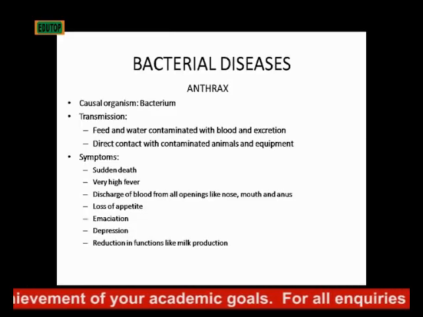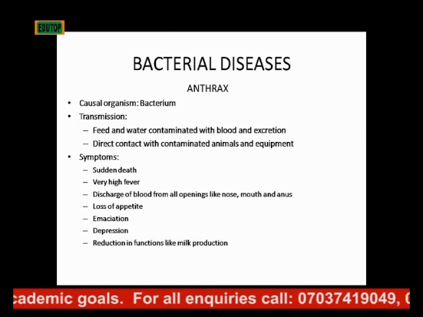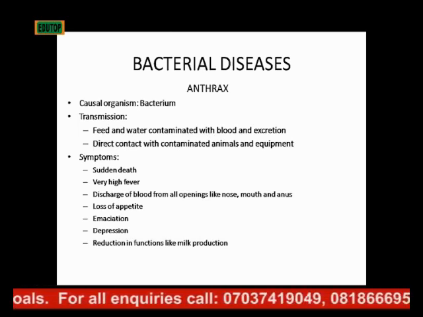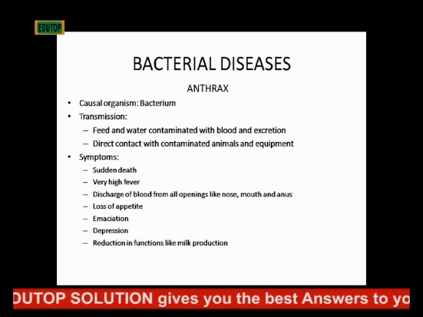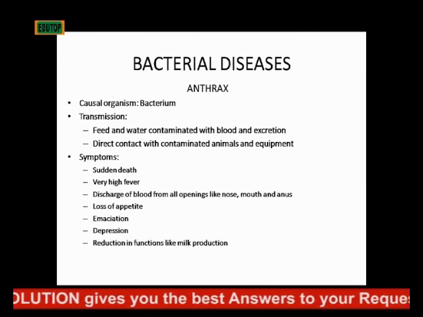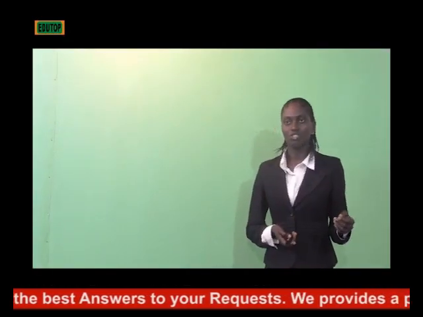Symptoms: sudden death, very high fever, discharge of blood from all openings of the animal, like the nose, the mouth, the anus. You begin to see blood, so you know that something is actually wrong here, and you suspect anthrax. The next is loss of appetite, emaciation, depression. The animal is not active, it's just depressed. Then the functions of the animal are reduced. For instance, milk production is reduced.